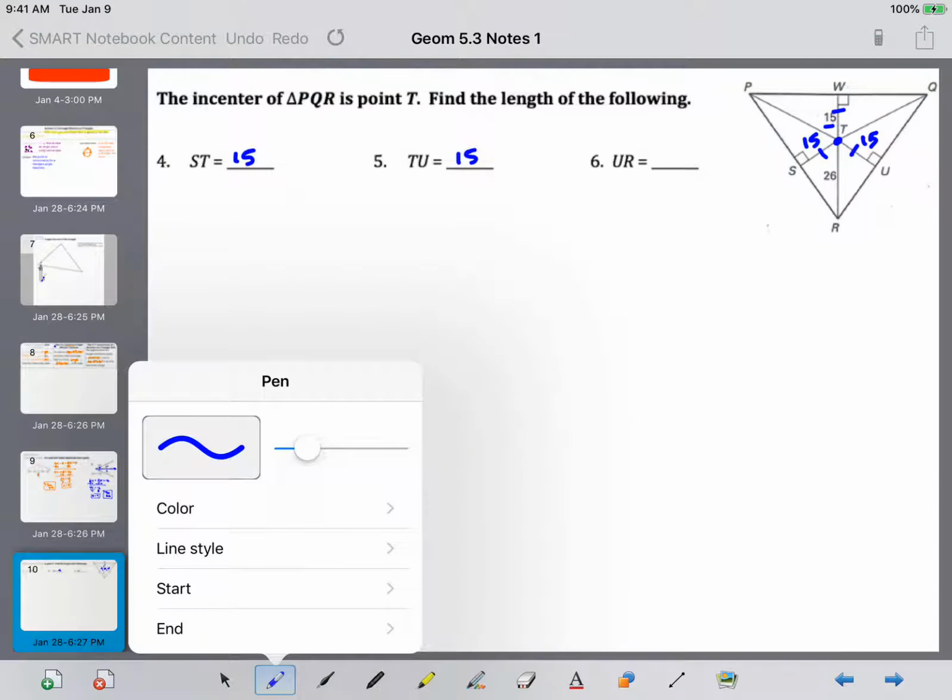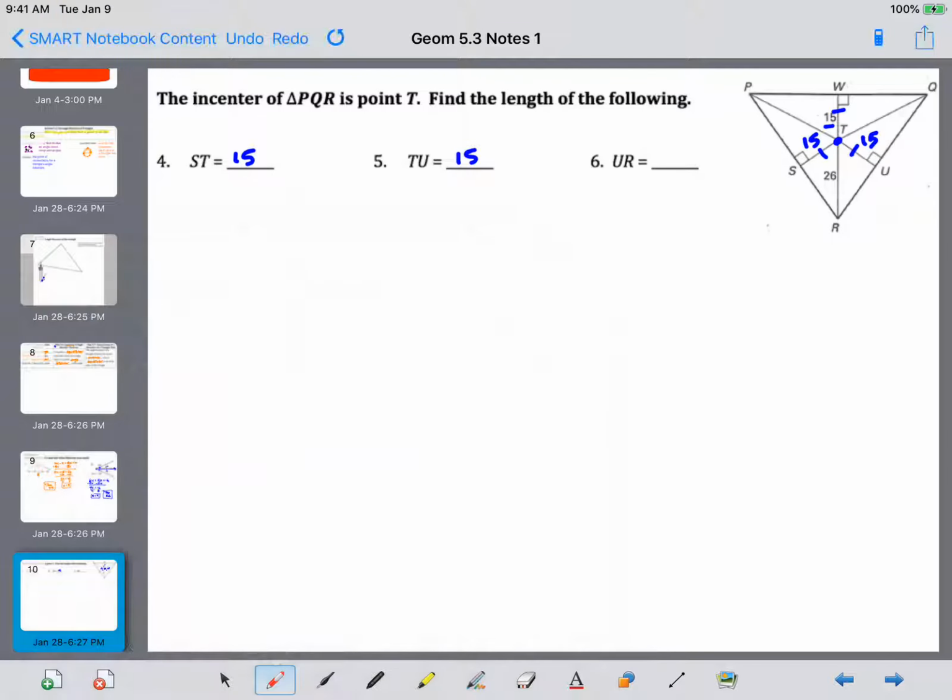All right, now this third example is a little bit more work than that. We're going to find this length here, length UR, and we've got this little right triangle right here that we're going to have to use. I'm going to call this length UR, let's call that x, because we don't know it. We are actually going to have to use the Pythagorean theorem here. So we will say x squared plus 15 squared equals the hypotenuse, which is 26.